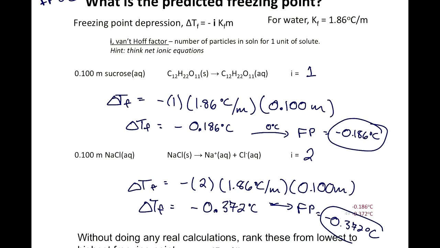All right, so without doing any calculations, what if we had a calcium chloride solution that was 0.1 molality? How would the freezing point of that solution compare to what we just calculated?